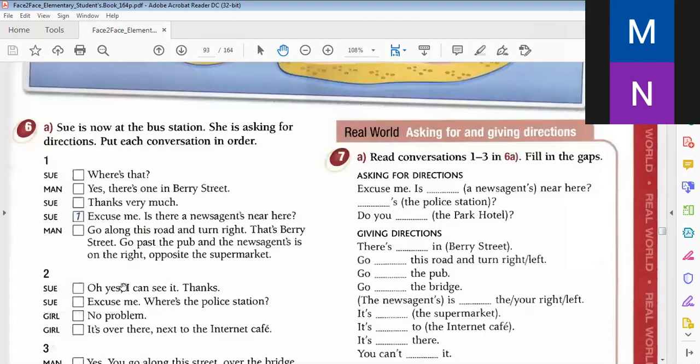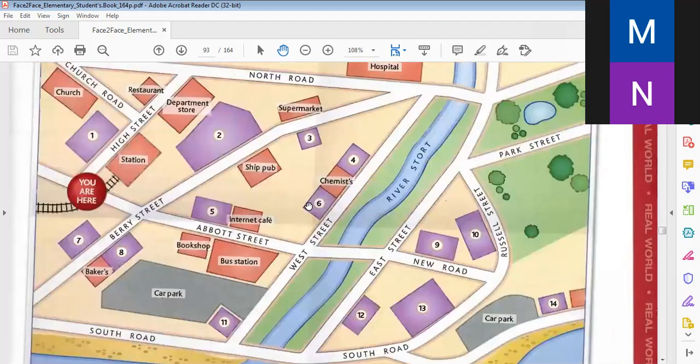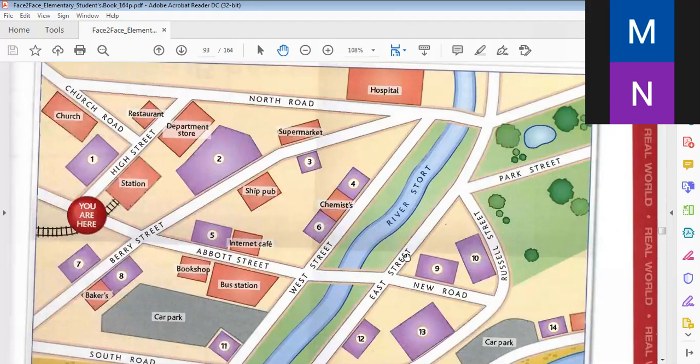What about the second place? Where's the police station? It's over there next to the internet cafe. So which number? Number 5. That's correct. But why did she say it's over there?